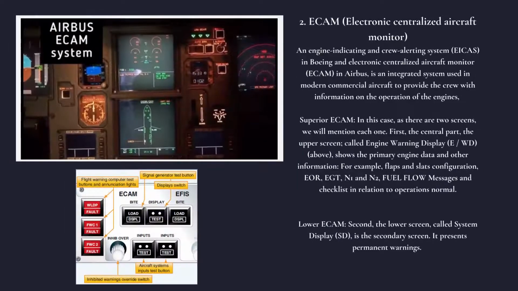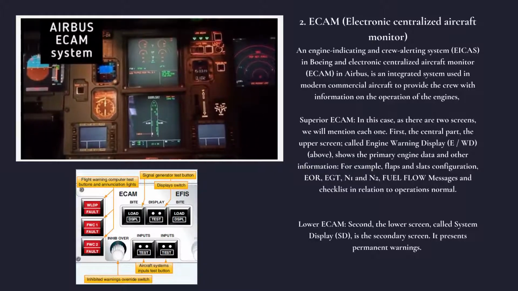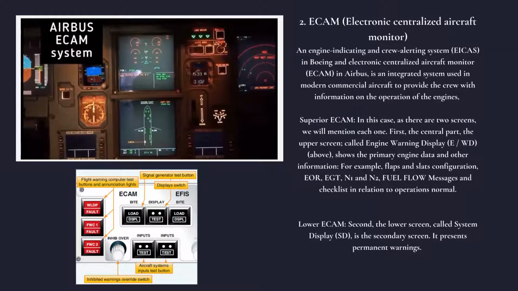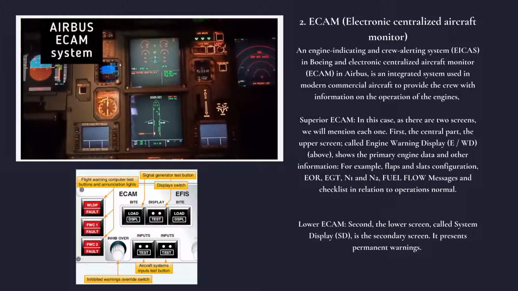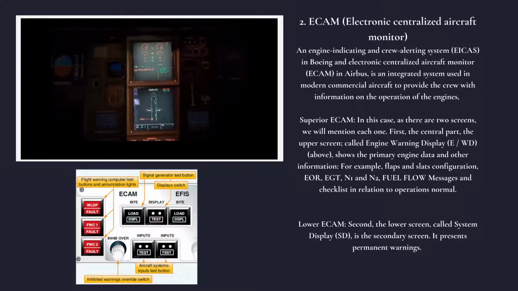Electronic Centralized Aircraft Monitor, an engine indicator of the crew alerting system, EICAS in Boeing, and the Electronic Centralized Aircraft Monitor, ECAM in Airbus, is an integrated system of modern commercial aircraft to provide the crew with information on the operation of the engines, other systems, and messages to the pilots. In aircraft equipped with EICAS, the required corrective action is called a checklist.